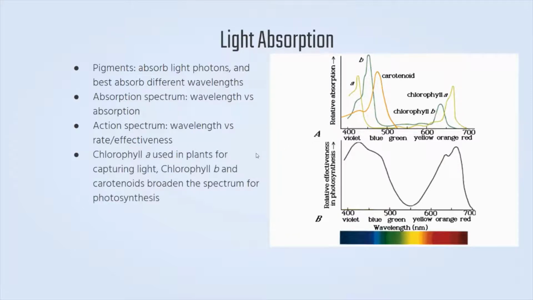And some pigments to remember for photosynthesis are chlorophyll a, which is the primary pigment used by plants in capturing light, and chlorophyll b and carotenoids, which will broaden the spectrum for photosynthesis. So they expand this light spectrum in order to make it easier for the plants to absorb light. And you can see that violet-blue light as well as red light will usually be the most effective.